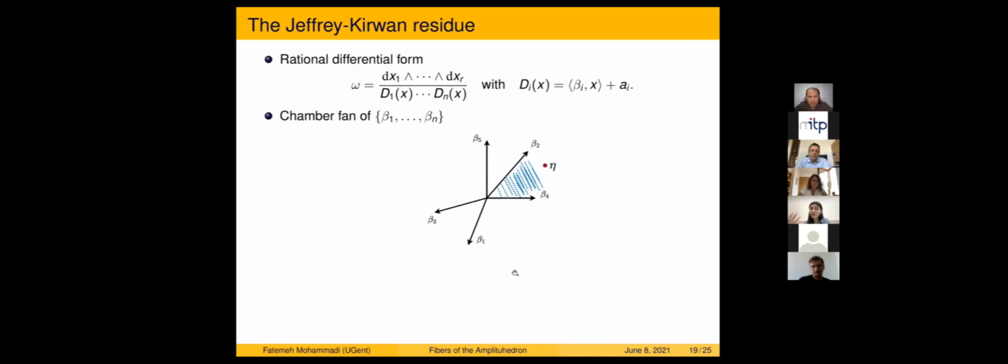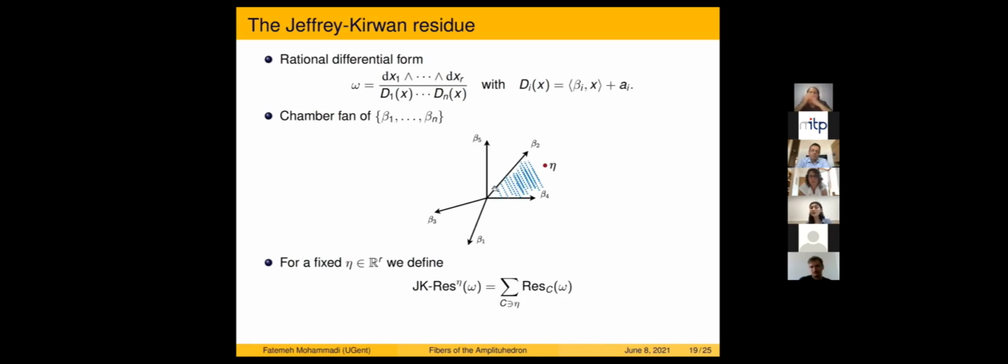Okay, and to define the Jeffrey-Kirwan residue, the definition is based on fixing a reference vector in your polyhedral fan. Once you do this, the Jeffrey-Kirwan residue is defined as the sum of residues of your form along certain cones containing this reference vector. So what are those cones containing this reference vector? For example, here in this picture, the cone generated by the rays 2 and 4 contains this reference vector, and the cone generated by 4 and 5, right?